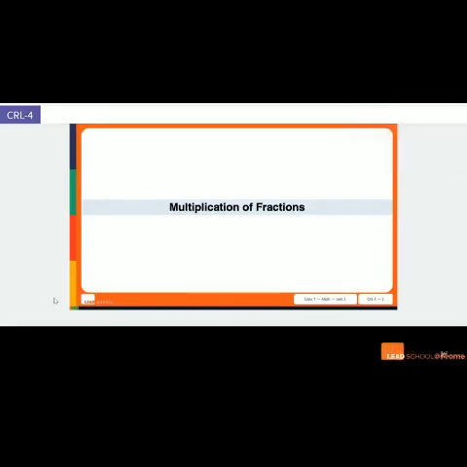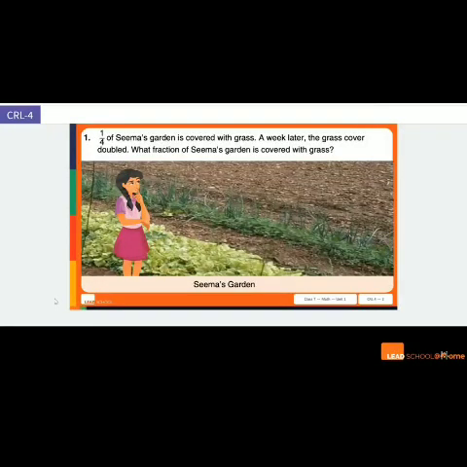Hello students, today we will learn about multiplication of fractions. Let us start by looking at a problem. 1/4 of Seema's garden is covered with grass. A week later, the grass cover doubled. What fraction of Seema's garden is covered with grass?